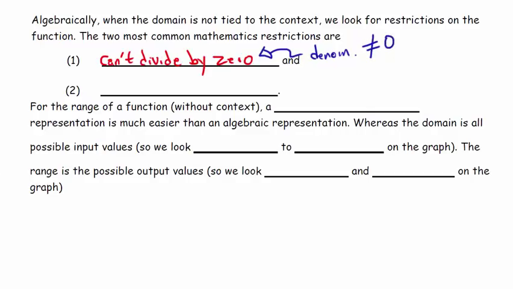Our second case is we can't take the square root of a negative number. Take the square root, I'm going to abbreviate that, of a negative number. So if we have a square root symbol, whatever goes in here must be greater than or equal to 0.